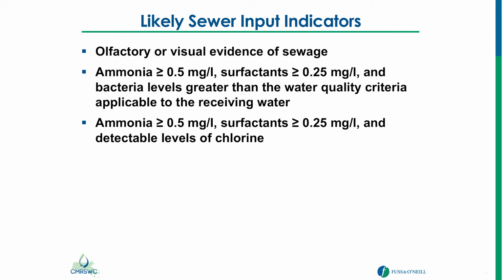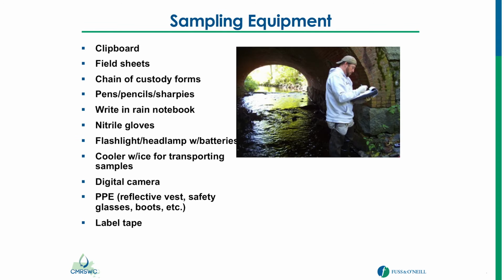And then similarly, if you have ammonia over 0.5 milligrams per liter, surfactants over 0.25 milligrams per liter, and you have detectable levels of chlorine, and this goes back to what I was talking about, the detection limit of that test being very low. If you do get a detectable level of chlorine with the other two parameters, then you have a potential for an illicit connection in that catchment.